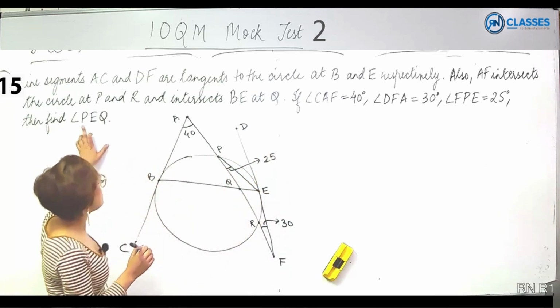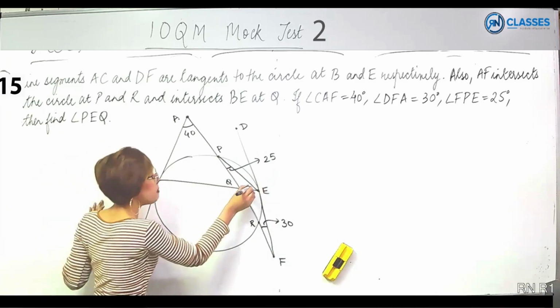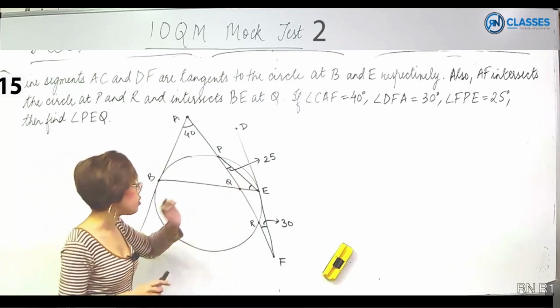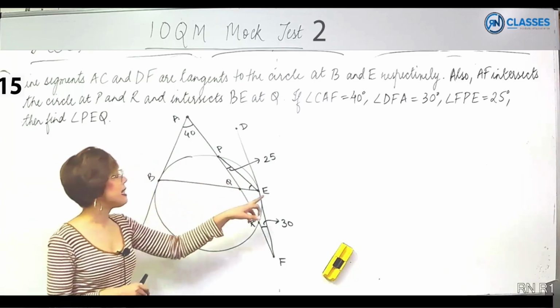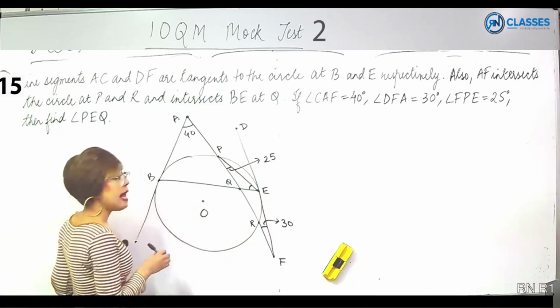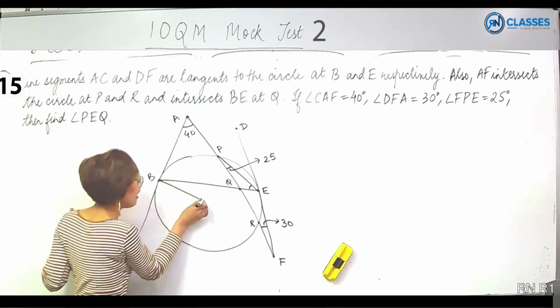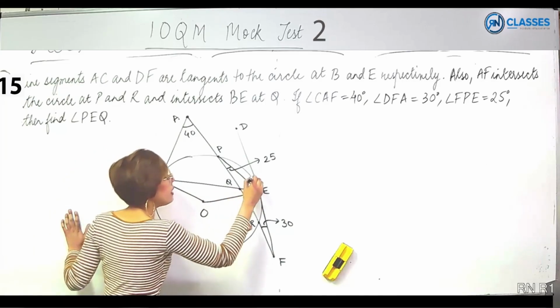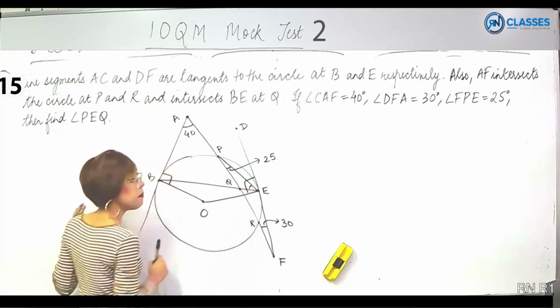I am interested in angle PEQ, this tiny angle. Now, obviously, since tangents are given, I will locate my center, maybe it is here. If I join the point of contact with the center, I know that this angle is 90 degrees, and this entire angle is 90 degrees.